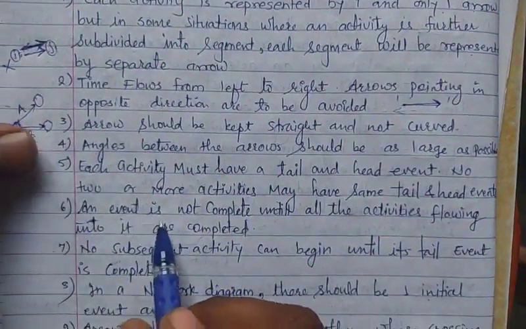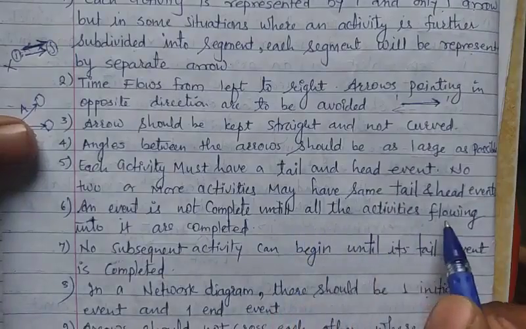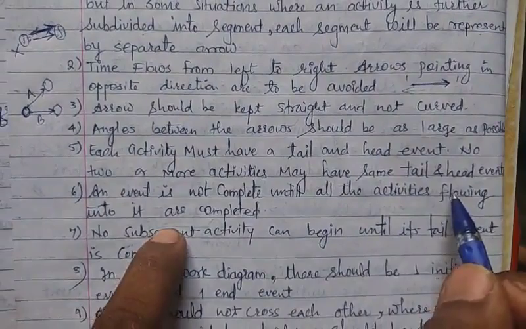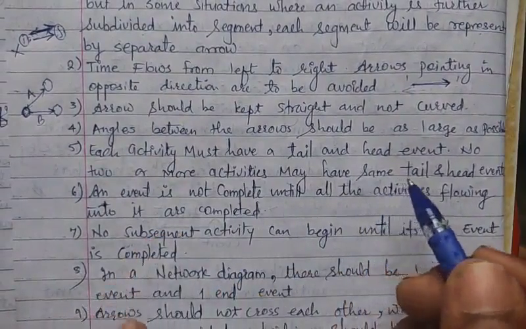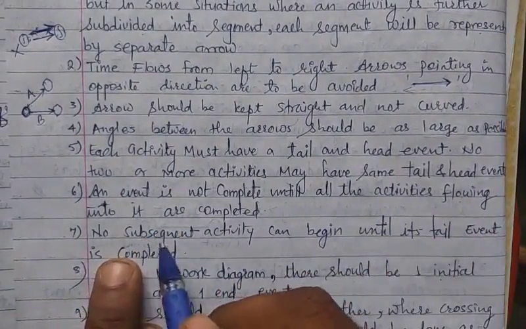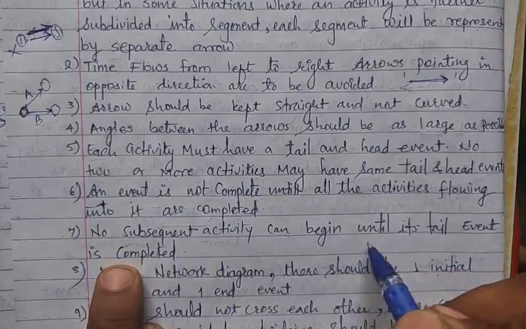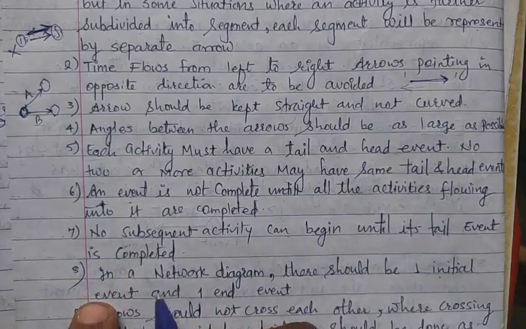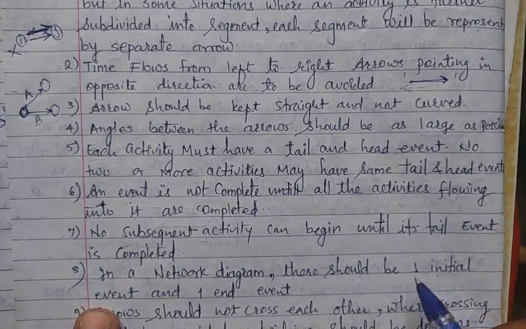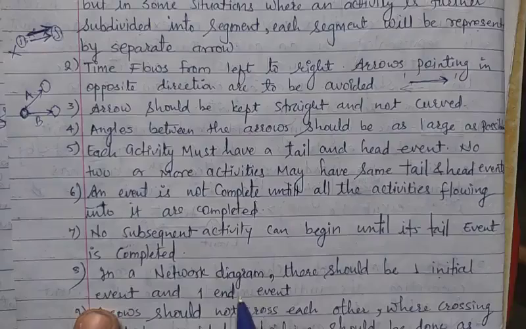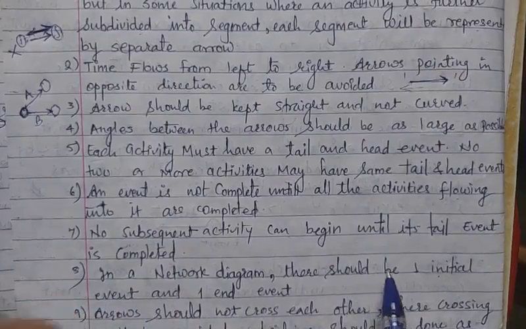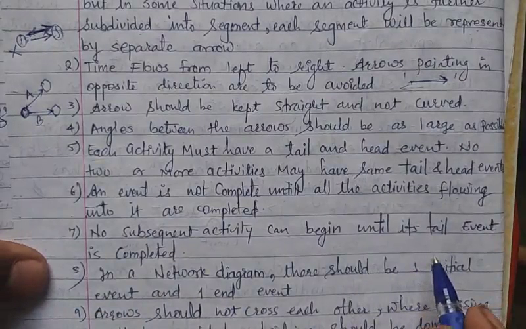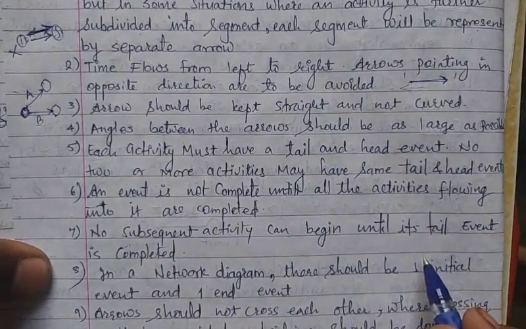Next, an event is not complete until all the activities flowing into it are completed. After completing all activities, our network diagram will be completed. Now no subsequent activity can begin until its tail event is completed. Next, in a network diagram there should be one initial event and one end event. So always remember that in a network diagram there should be one and only one initial and one end event.